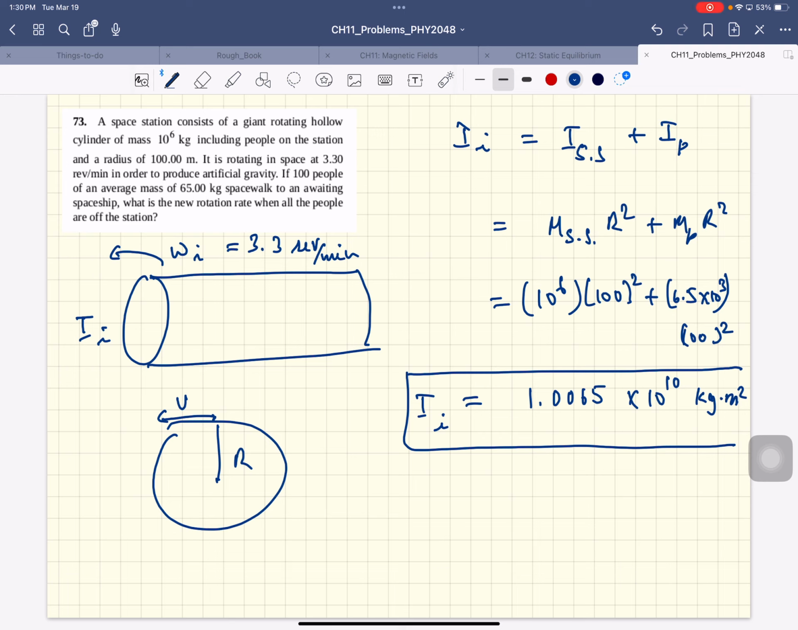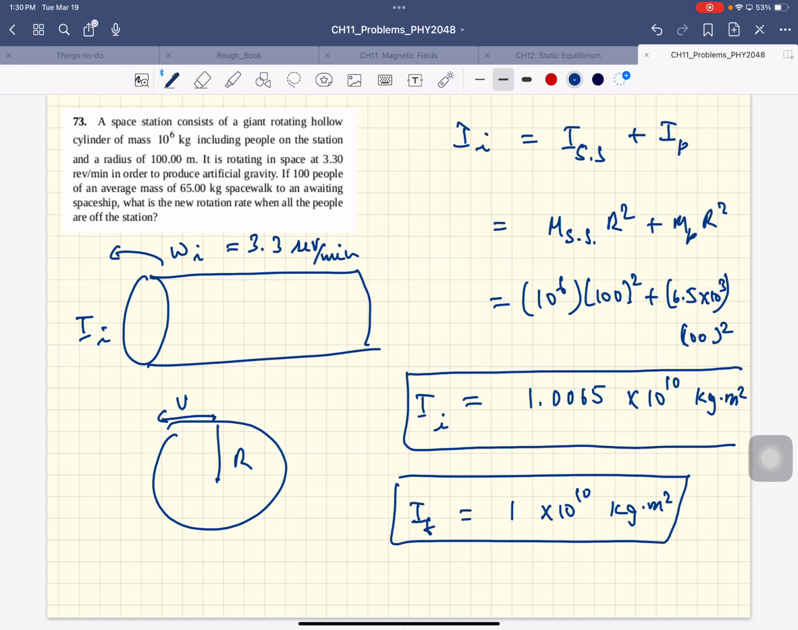All right, what is the final moment of inertia? Well, the people have gone away. So it's only the moment of inertia of the space station, which is 1 times 10 to the 10 kg meter squared.